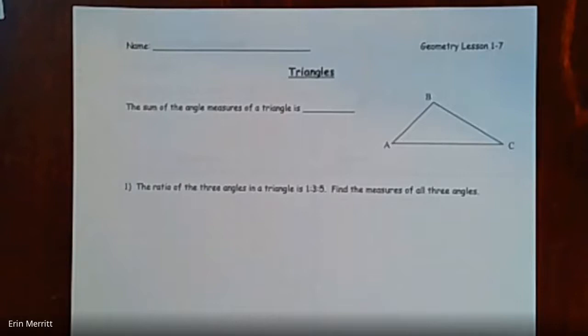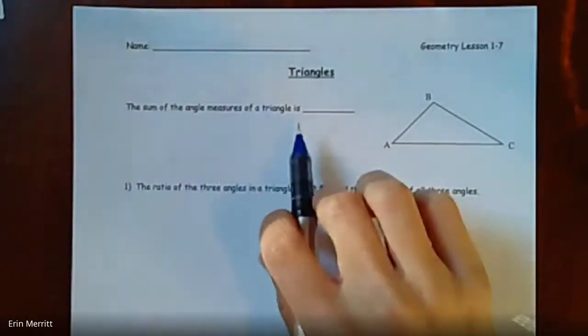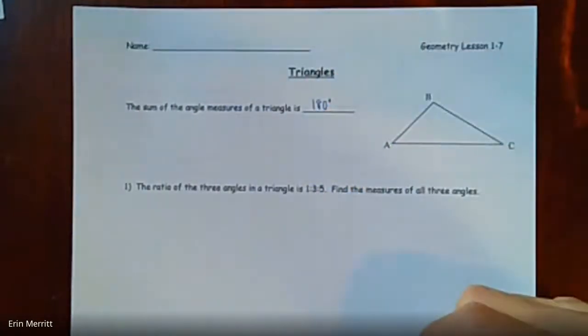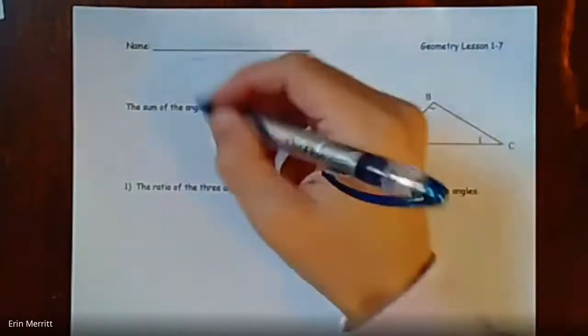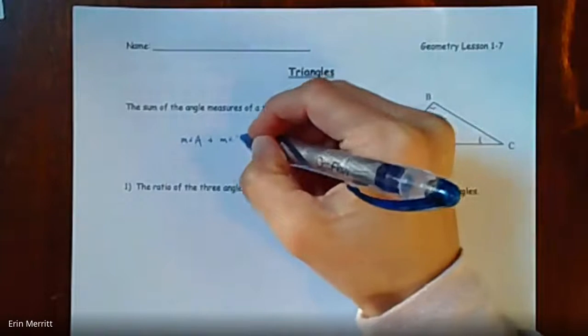Hi, this is Geometry Lesson 1-7, talking about some different triangle properties. So the very first one that we start with is probably something you are familiar with already, and that is the idea that the sum of the angle measures of a triangle add up to 180 degrees. So if we take angle A, B, and C and add them together, we should land just at that.